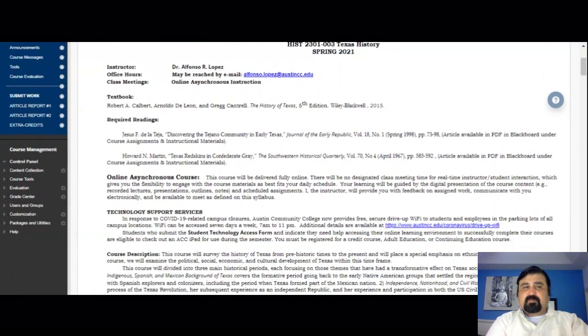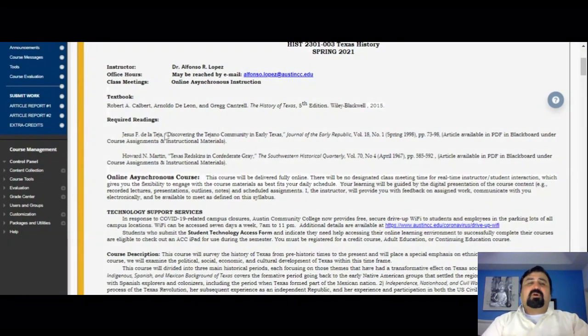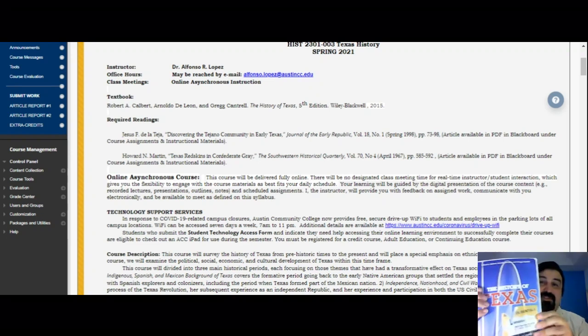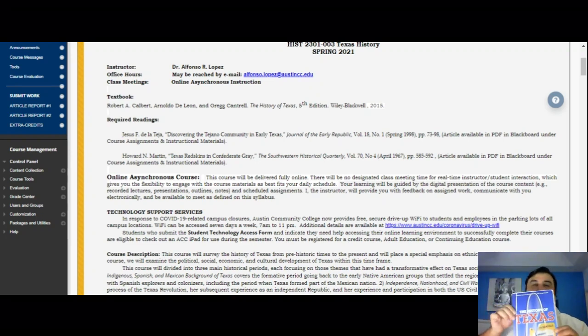The textbook is going to be by Robert Calvert, Arnoldo De León, and Gregg Cantrell, the authors of this book titled The History of Texas. We're going to be using the 5th edition, published in 2015. If you're wondering what the book looks like, it's this one right here. This is the textbook we're going to use.